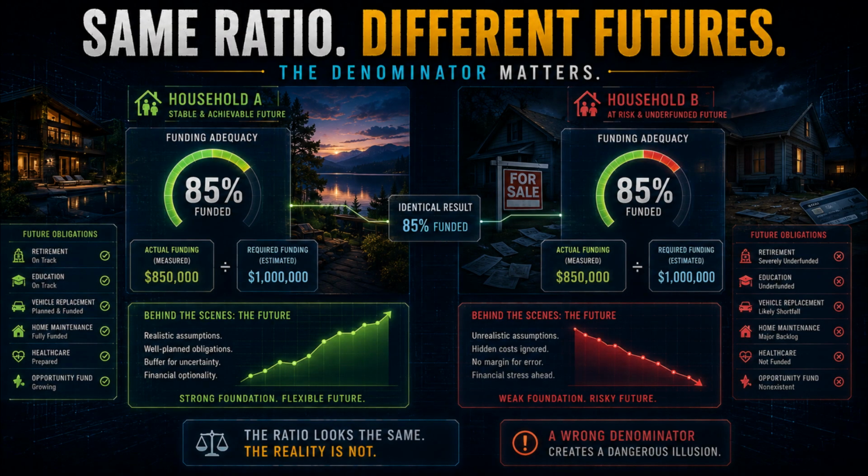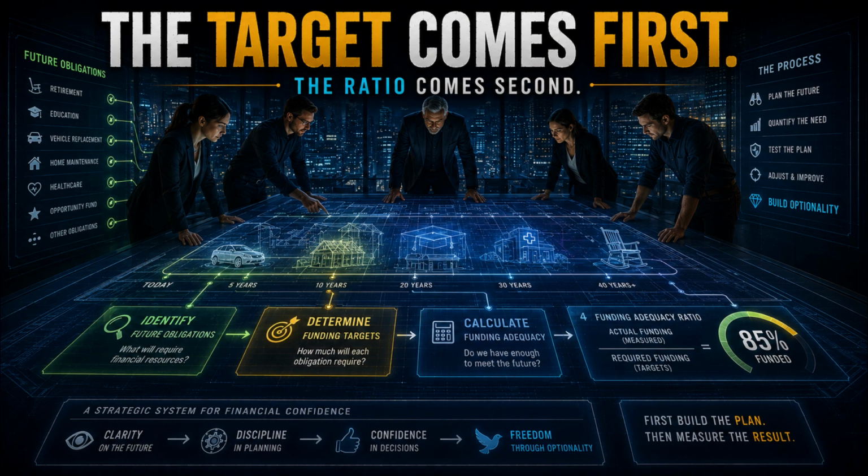Imagine 2 households. Each reports a funding adequacy ratio of 80%. At first glance, they appear identical. But what if one household underestimated its future obligations? What if the denominator should have been much larger? Suddenly, the ratio becomes misleading. The ratio itself isn't broken, the target value is. And if the target value is wrong, the ratio becomes less meaningful. This is why determining future funding requirements becomes so important, not because the ratio is flawed, but because the denominator must be engineered carefully. This is the key insight of today's episode.